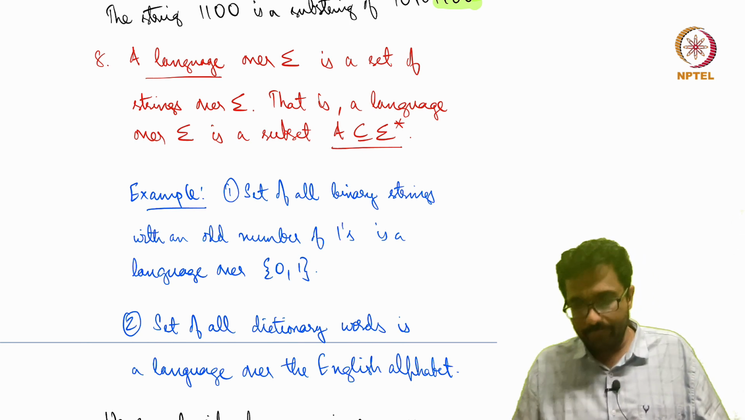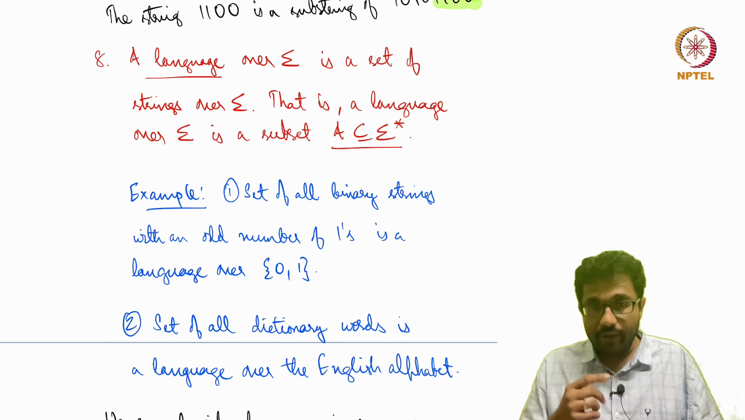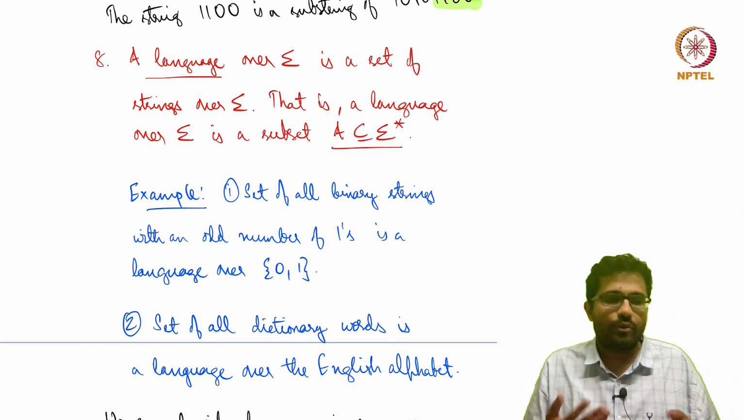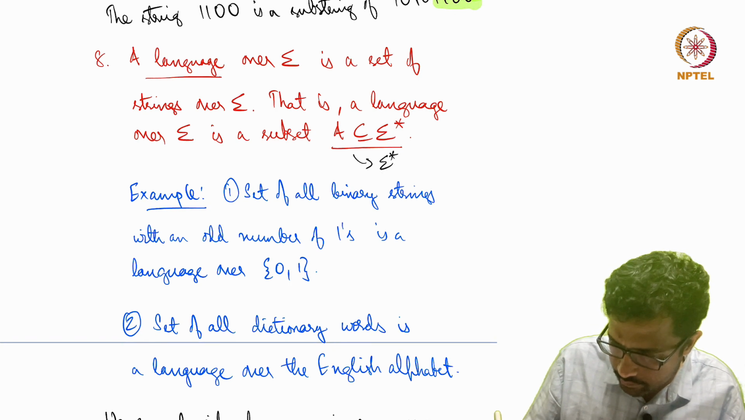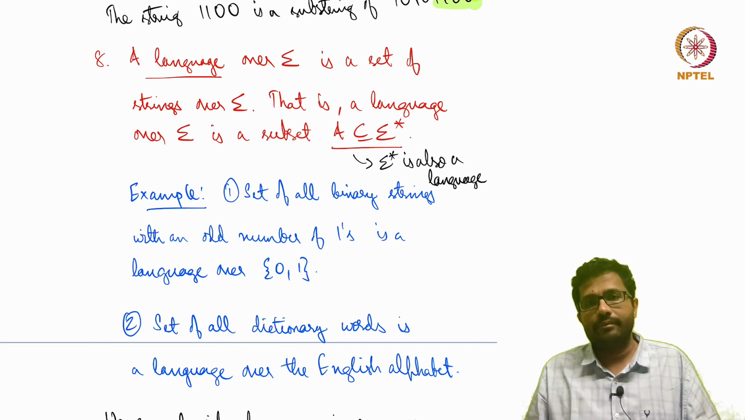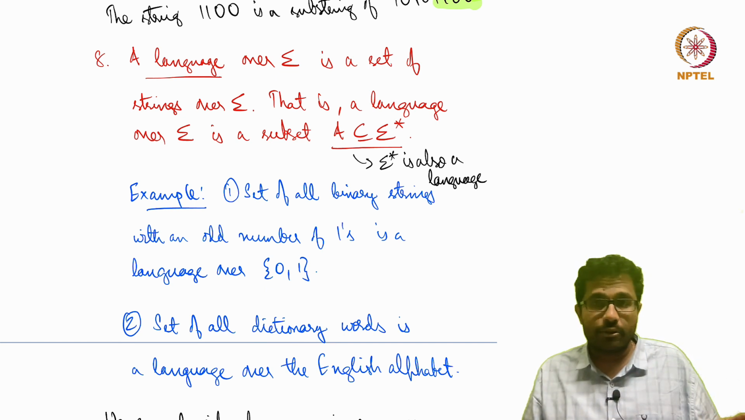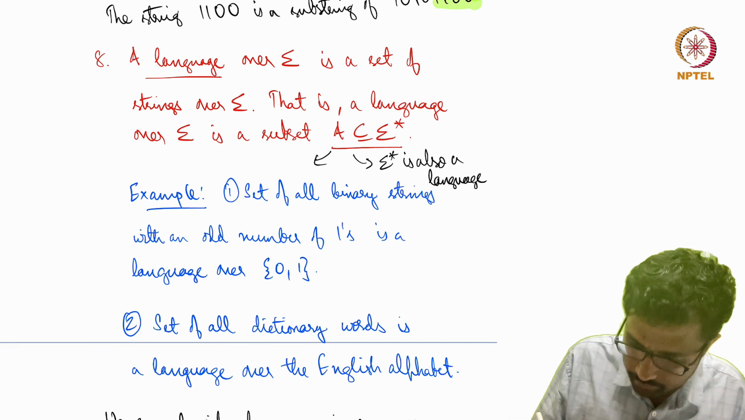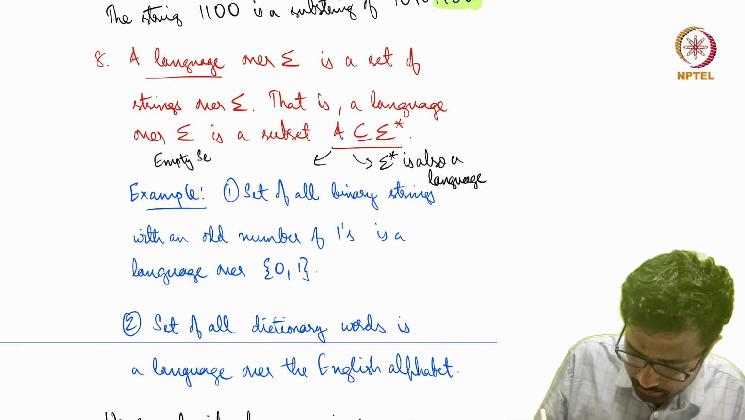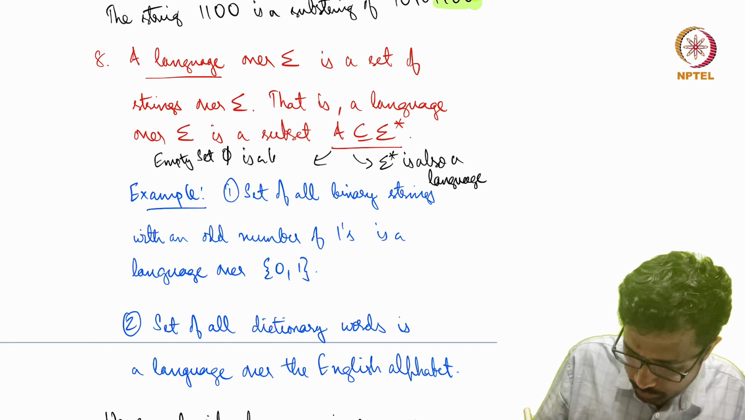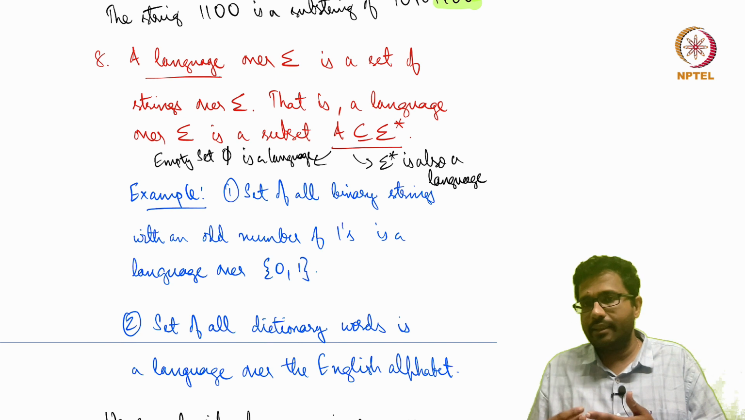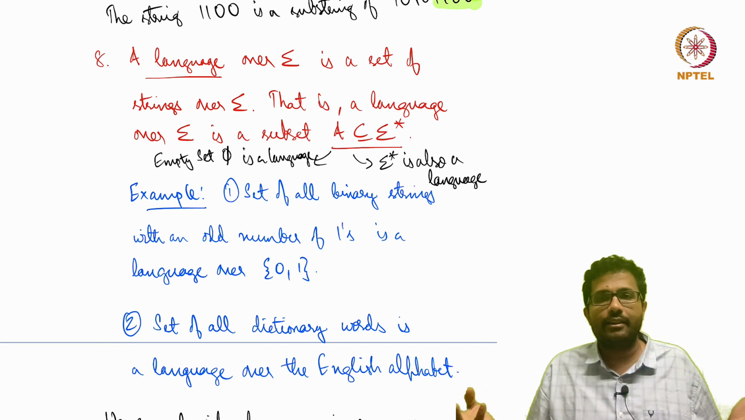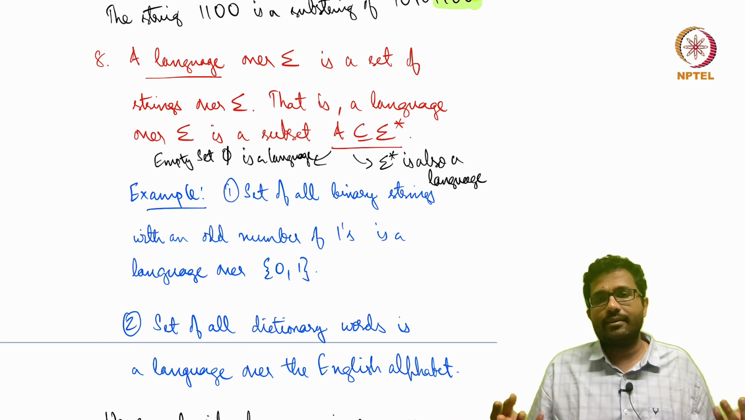Before going to the significance, we can even consider that sigma star itself is a language. So this need not be a strict subset or a proper subset, right. Sigma star is also a language, because sigma star is itself a subset of sigma star. The empty set is also a language, right. The empty set, or sometimes denoted like this, is a language. So the language that contains nothing and the language that contains everything are both languages, and everything in between are also languages, right.